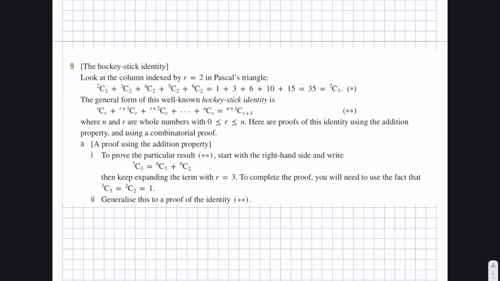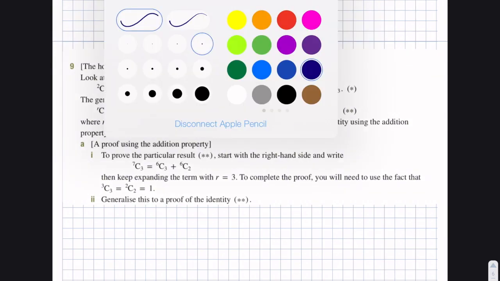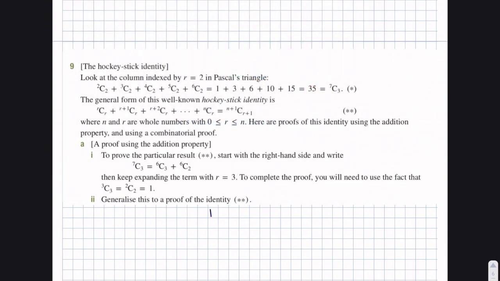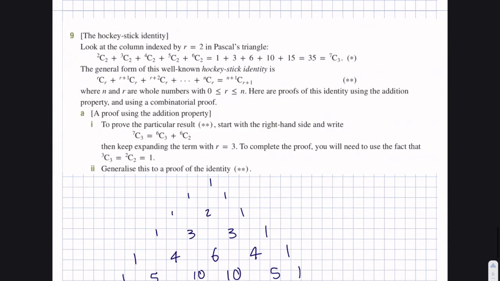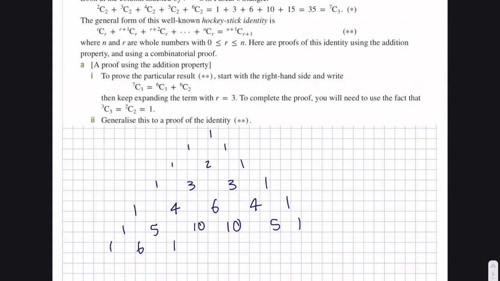Okay, so this question's doing some weird stuff. To elaborate on what they're doing, we're looking at Pascal's triangle: 1; 1, 1; 1, 2, 1; 1, 3, 3, 1; 1, 4, 6, 4, 1; 1, 5, 10, 10, 5, 1; 1, 6, 15, 20, 15, 6, 1; 1, 7, 21, 35, 35, 21, 7, 1.